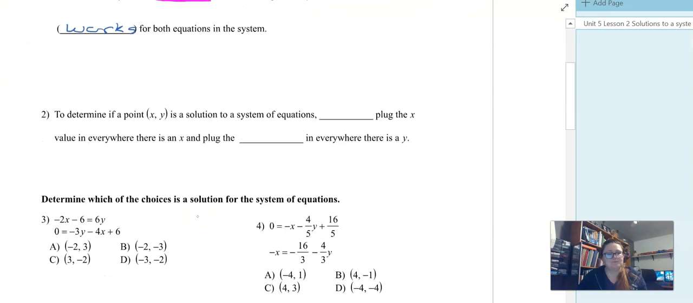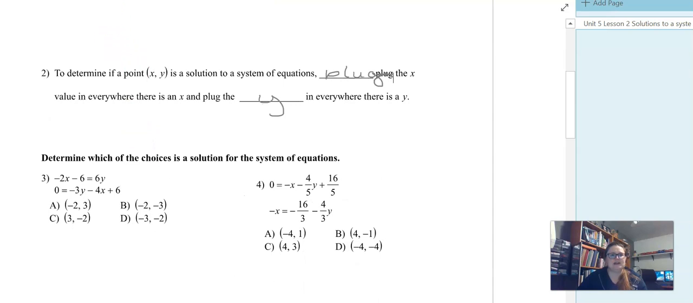So the next thing to be aware of is how do we actually do that? How do we know if a point is a solution to a system of equations? To determine if a point is a solution to a system, you're going to plug the x value in everywhere there's an x, and plug the y value in everywhere there's a y.